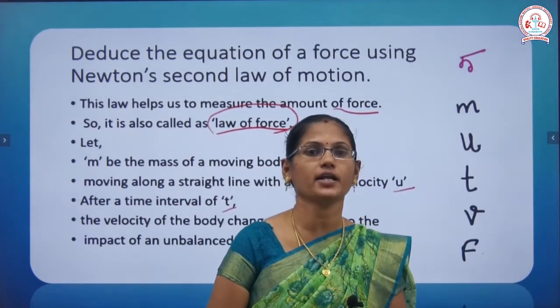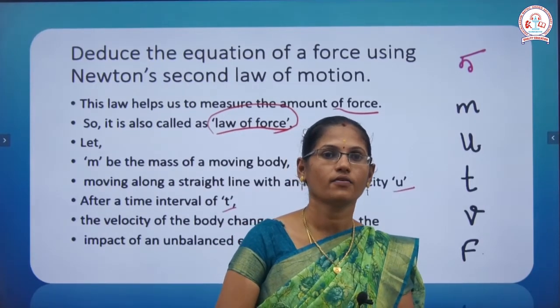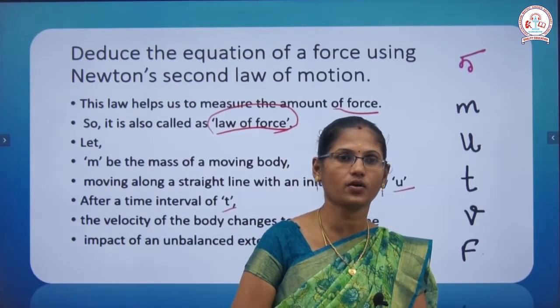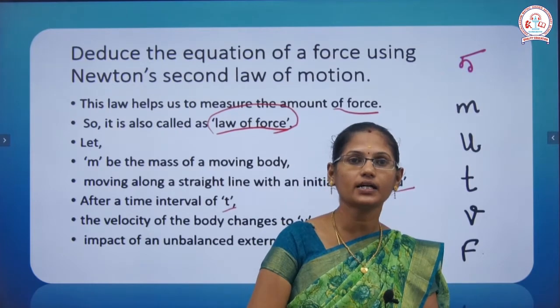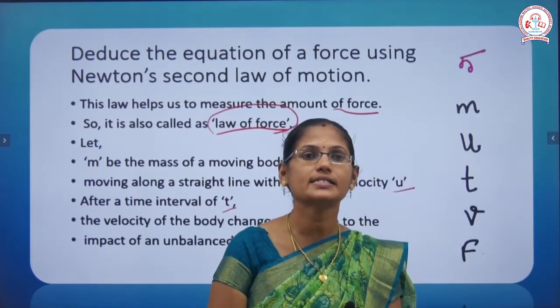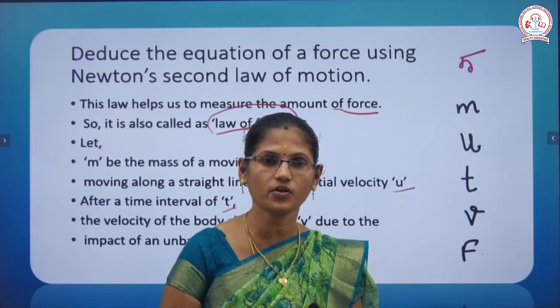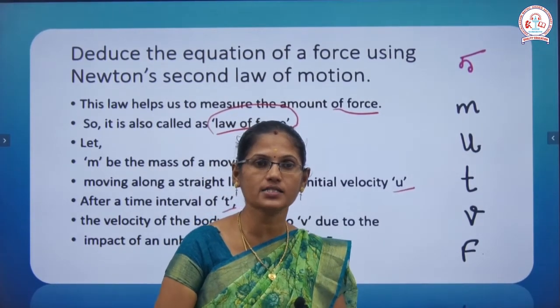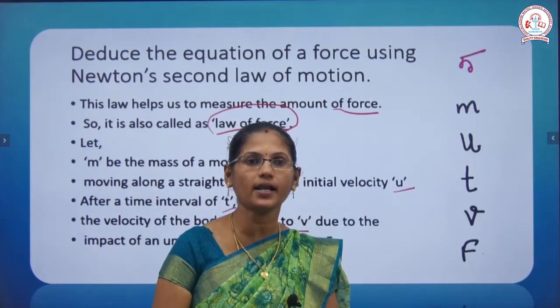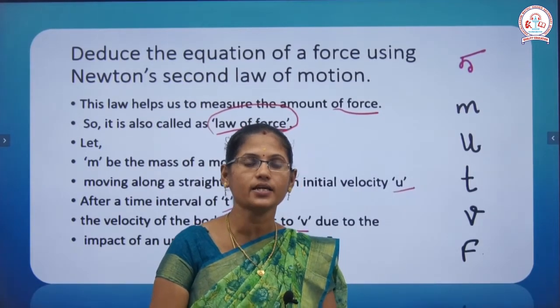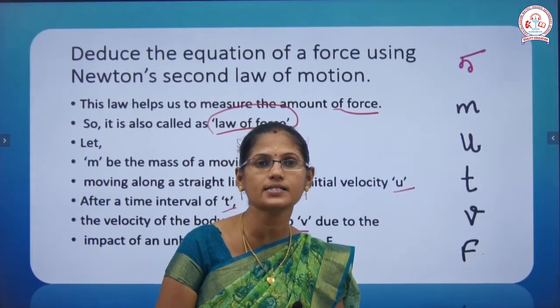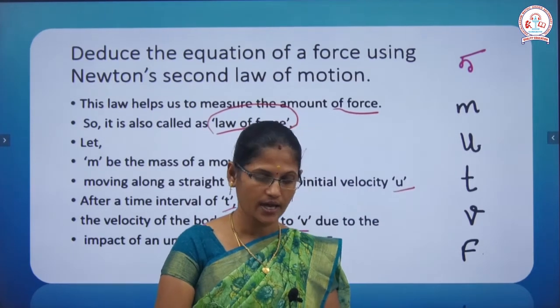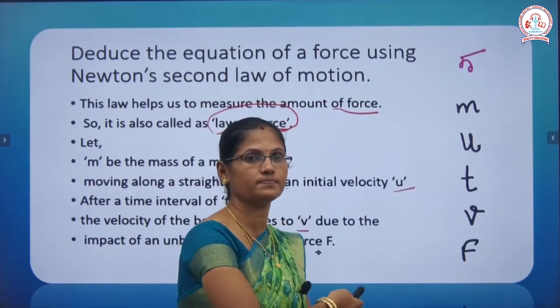In every derivation, before we start, we should know the physical terms, and these are the physical terms we are using in this Newton's second law derivation. All of you clear? M is mass, U is initial velocity, T is time interval, V is final velocity, and F is the unbalanced external force. Next we start the derivation.